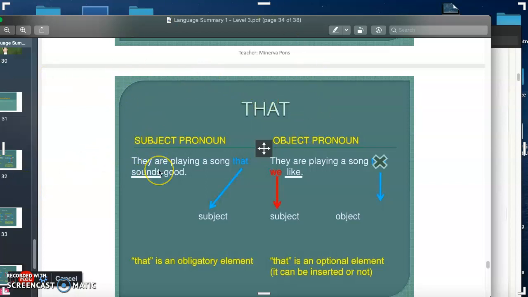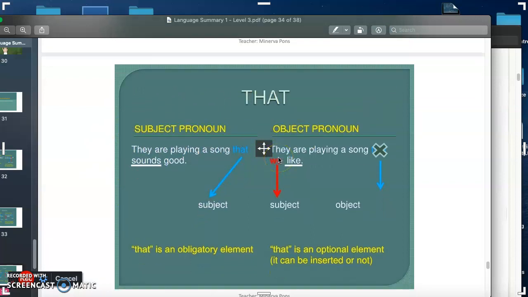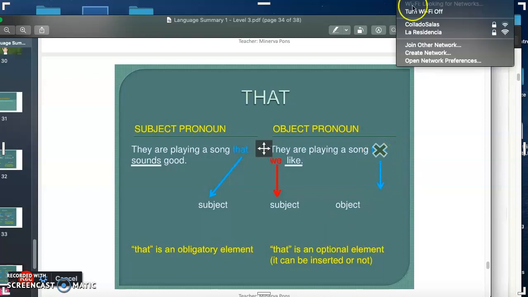If it's the subject pronoun, it's because this is what we are talking about in the sentence. They are playing a song that sounds good. That is obligatory because it's being used as a subject pronoun. But then if we have the object pronoun, they are playing a song that we like. We becomes our subject, so that becomes an element that can be omitted. So you can put it or not.